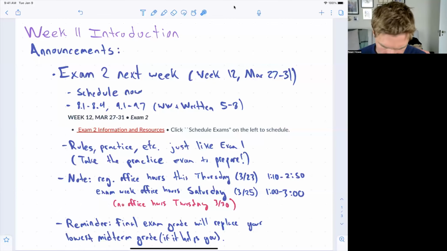Otherwise, it's just like exam 1. So hopefully now that you've done one exam in this proctoring center, you roughly know how things go. You have firmer expectations and can prepare better going into it.